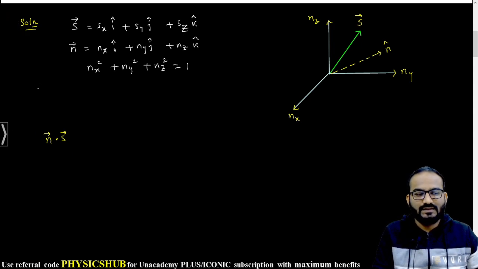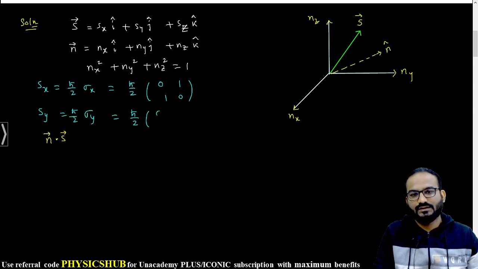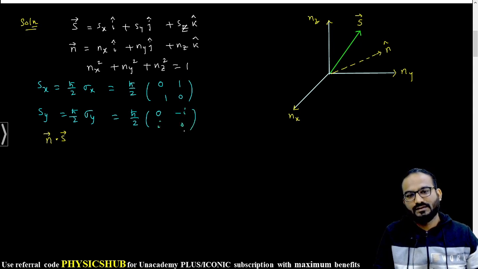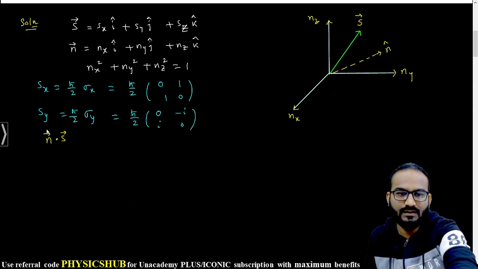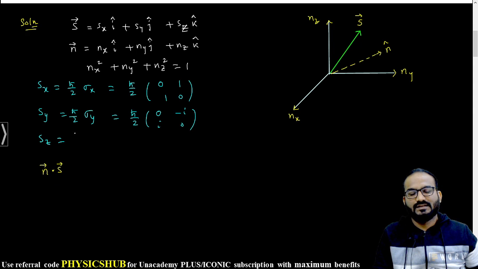Let us try to understand what is the value of sx. It is h cut by 2 sigma x, which is h cut by 2 times the matrix 0 1, 1 0. What is the value of sy? h cut by 2 sigma y, that is h cut by 2 times the matrix 0 minus i, plus i 0. Last we have sz. What is the value of sz? Sz is equal to h cut by 2 sigma z, which is h cut by 2 times the matrix 1 0, 0 minus 1.